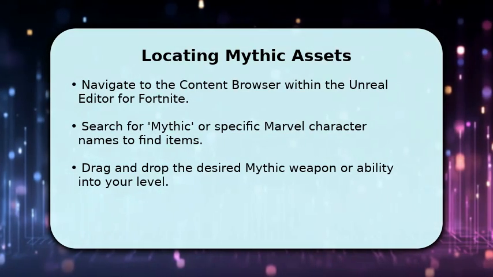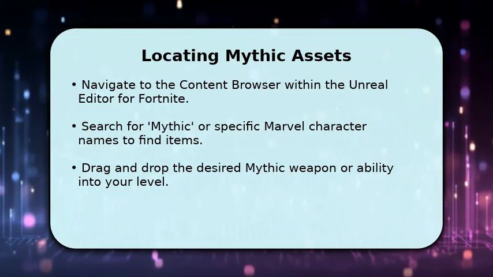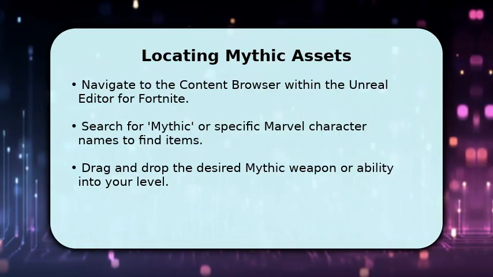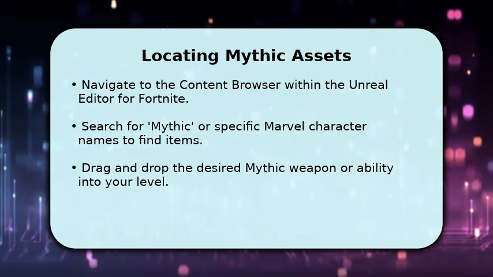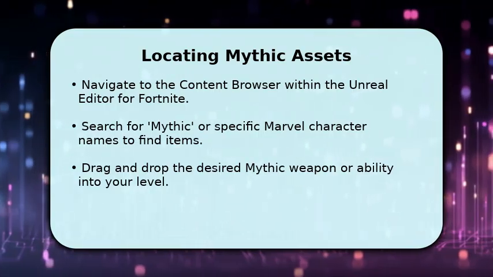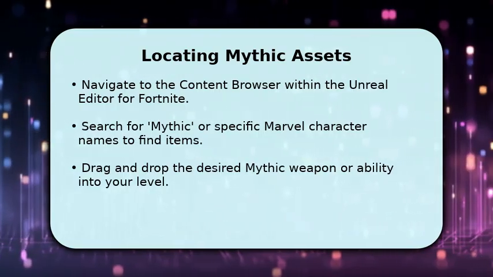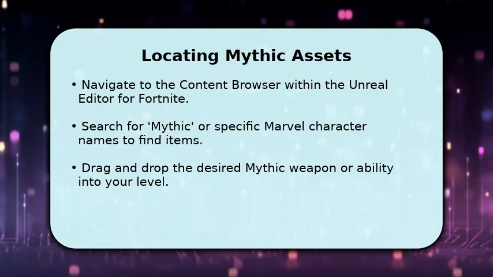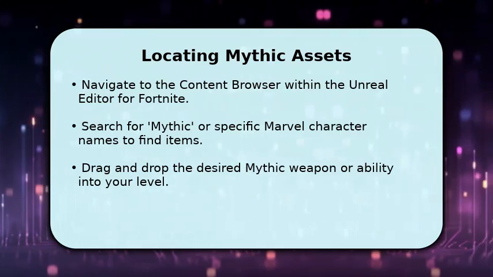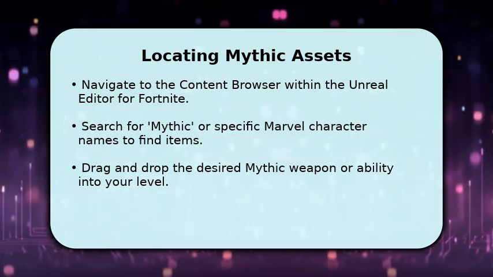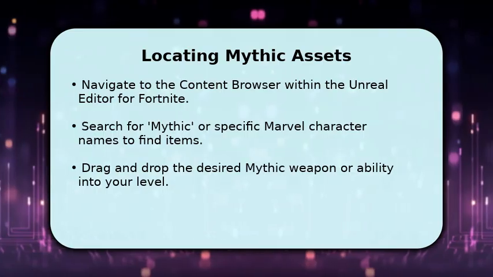To begin, open your UEFN project and head over to the content browser. This is your primary hub for all available assets. You'll want to use the search bar, typing in terms like Mythic or even specific character names such as Iron Man or Thor to quickly filter the vast library. Once you spot the item you need, simply click and drag it directly into your level. It's a simple drag-and-drop action to get these powerful items into your world.